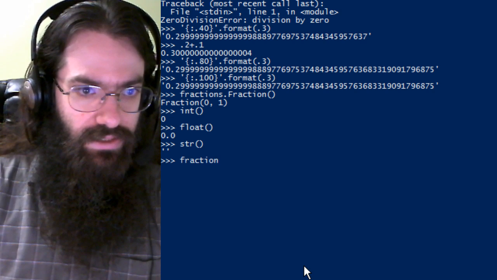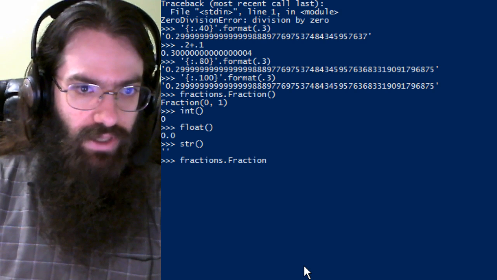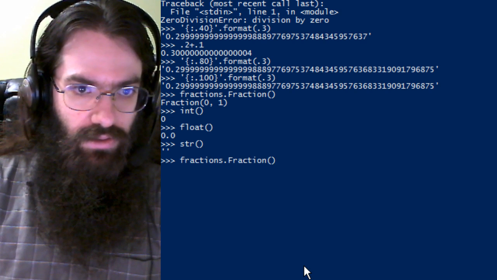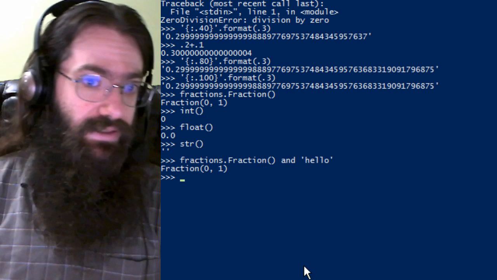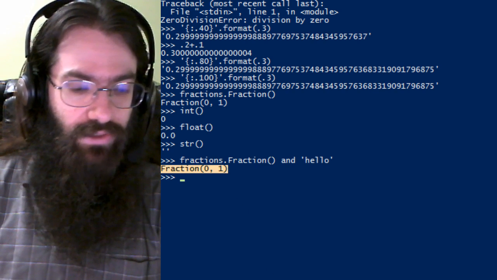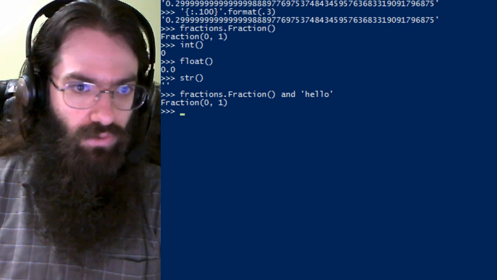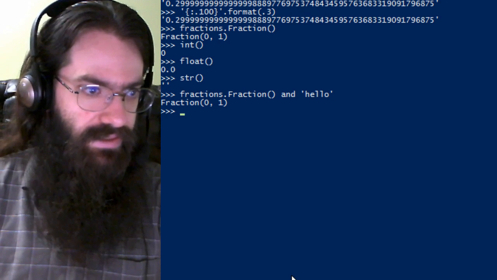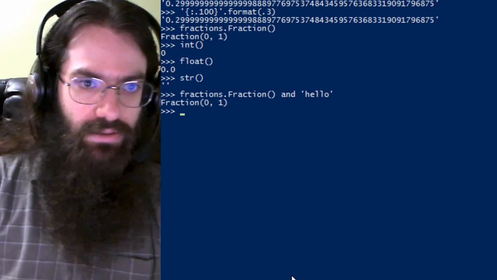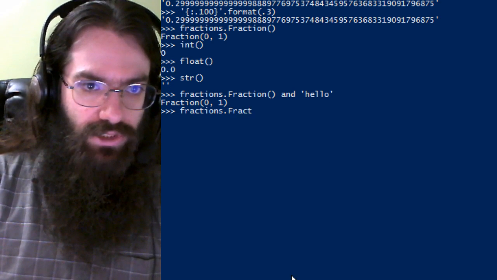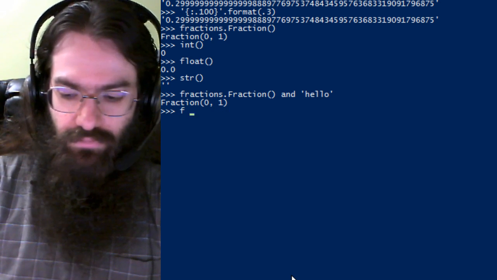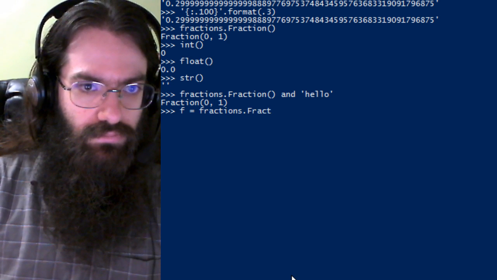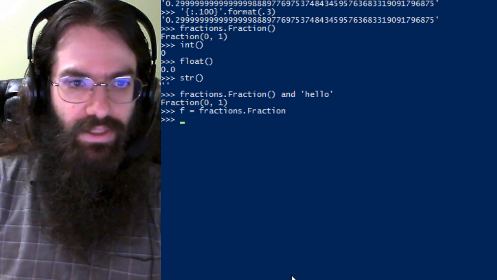Let's do this. fractions.Fraction, and hello. And we get this. This means that this is a falsy value, so it behaves like 0 or the empty string or an empty list, etc. fractions.Fraction. Let's do this. That's better.